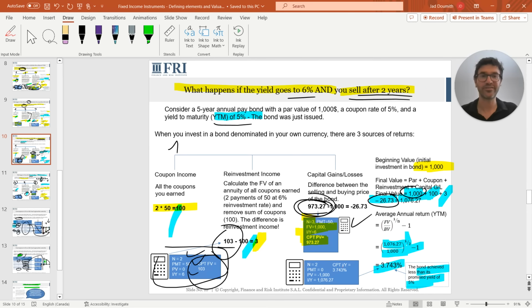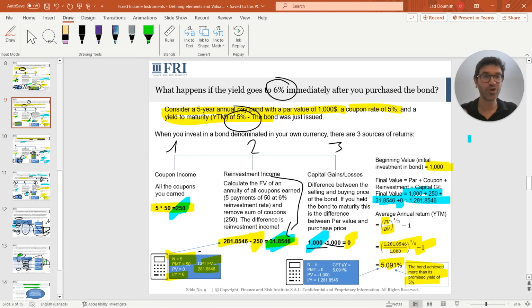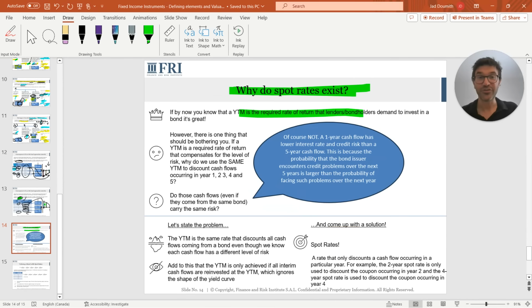When I look at the slides, it's a testament of how much work we've done together over those hour and 20 minutes, right? So much writing. So why do spot rates exist? Because the yield to maturity is a single rate that is discounting all cash flows, no matter when they occur, irrespective of their different levels of risk. So it is completely blind as to the shape of the yield curve and how much riskier cash flows are in relation to each other. So this is our problem.